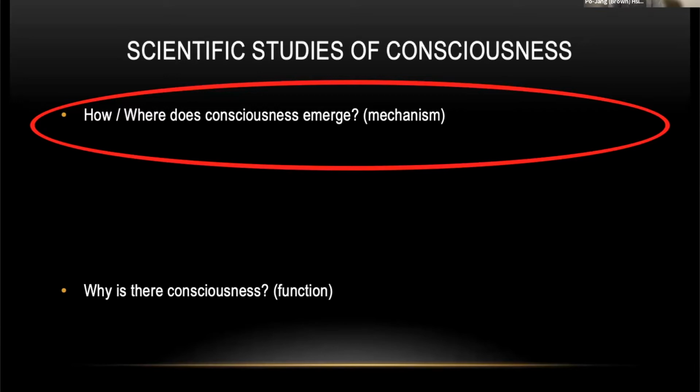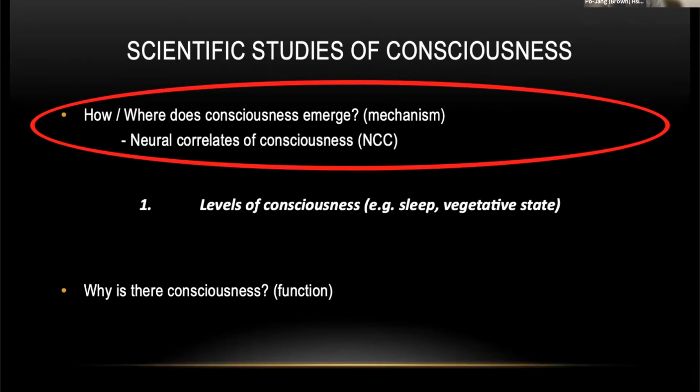Now, first, let's look at the mechanism, or the question about how or where consciousness emerges in the brain. To study this question, most people use a paradigm called the neural correlates of consciousness paradigm, the NCC paradigm. This was proposed by Francis Crick and Christof Koch. The idea is quite straightforward. They want to identify the minimum part of the brain that's sufficient for generating consciousness.